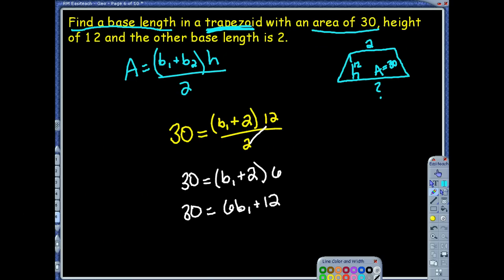And then subtract 12, so I get 18. Sorry, I don't know why I said 8. It's okay. So 6B1 equals 18, so the base 1 would be 3.